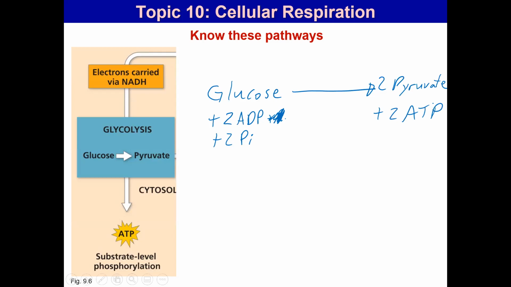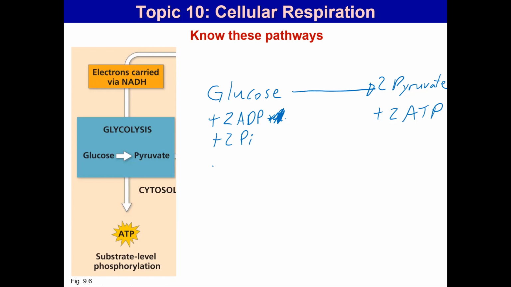In terms of the details, remember that it actually costs us 2 ATP to do glycolysis, and we make 4 overall. So this 2 that I have here is the net ATP. Even though we make 4, subtract the 2 that were required to start off the reaction, and you're going to get 2 as your net ATP.